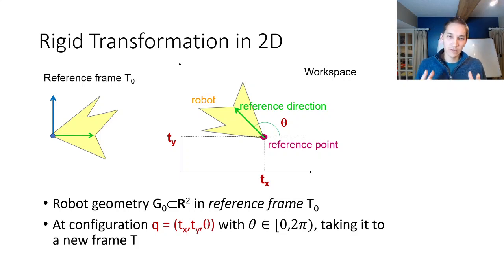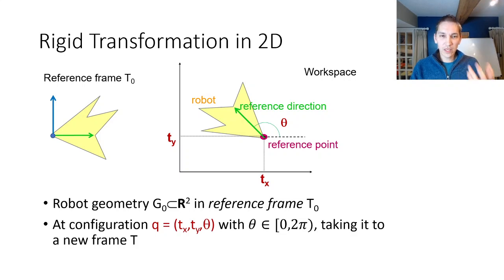So here we're going to have two parameters, tx, ty, describing the translation of the origin of the reference frame. This will be the reference point. And also an angle theta that defines how the robot is angled with respect to some reference direction. Typically, that's taking the x-axis of the reference frame and seeing how that x-axis has been oriented with respect to the world frame. So let's call the reference frame T0, and let's call the robot's current frame T.